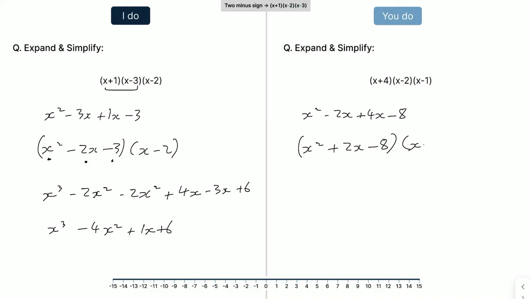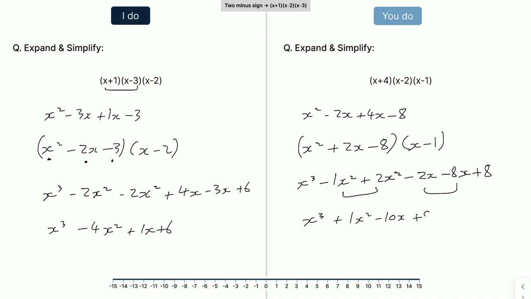And we're going to bring that bracket down, that we haven't multiplied out yet, and now we're going to multiply everything out again. So that is going to become x cubed minus 1x squared plus 2x squared minus 2x minus 8x plus 8. In terms of collecting the like terms, it'll be that and that, that and that, so that gives us x cubed plus 1x squared minus 10x plus 8.